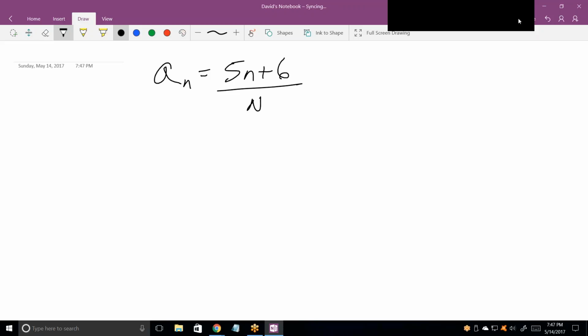Okay, so the first term is 11. Second term is 8, 16 divided by 2, right? So 5n equals 10 plus 6 divided by... Oh, I see. Okay. Third term is 7. At least we're going down, so it's got a good possibility of being convergent. Fourth term is 26 over 4, 6. We seem to be converging on a number.